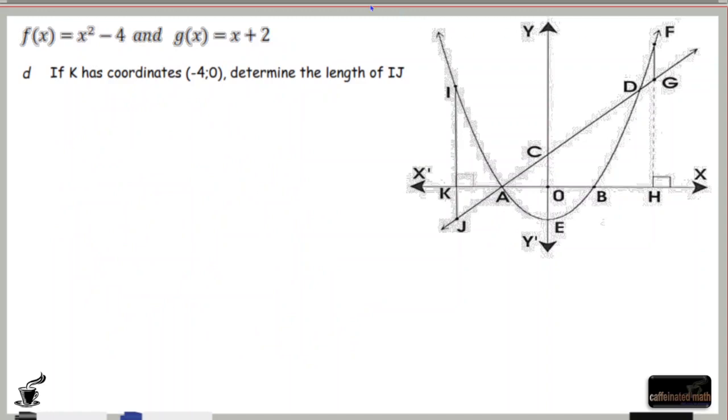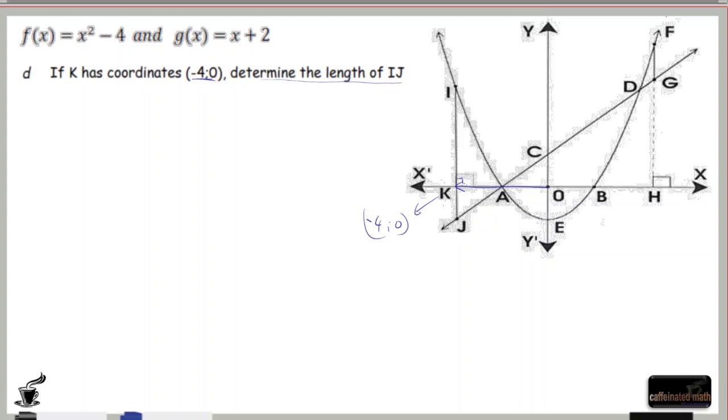Maybe we can change our color, make it slightly darker, lighter, I don't know, darker. So if k has coordinate negative 4 and 0, determine the length of ij. Well, how do we do that? Well, firstly, let's just have a look. They are telling us the coordinates of k. K has coordinates minus 4 and 0.